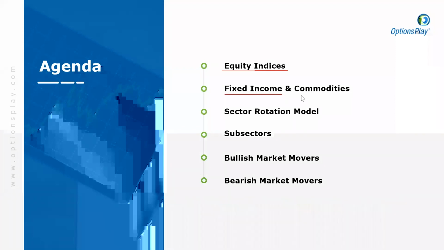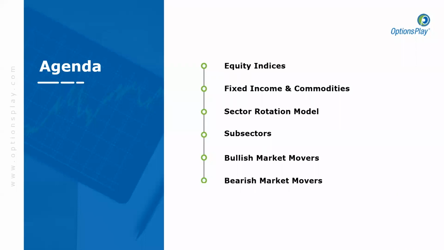And we'll also be taking a look at some commodities. From there, we'll be looking at the sector performance and rotational model, highlighting what sectors are doing well relative to the market, what sectors are underperforming the market, and what you should be avoiding. From there, we'll have a look at some of the subsectors of interest. And we'll end today's session with some bullish and bearish market movers.